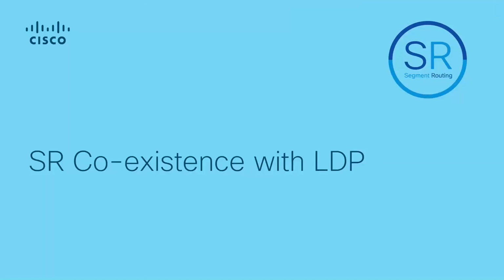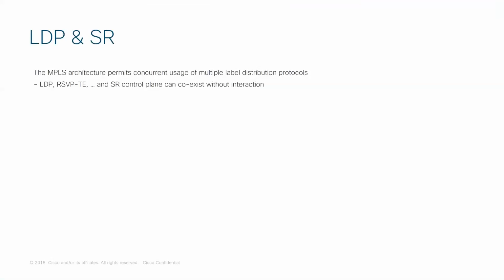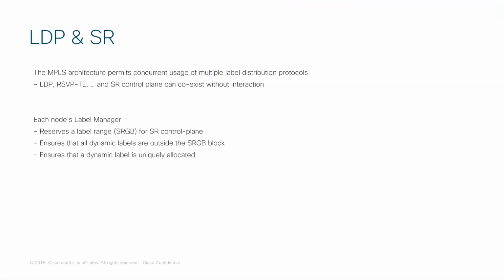SR coexistence with LDP. You can have LDP, RSVP-TE, SR, and RLFA all running at the same time. The reason all of them can run at the same time is because the labels are unique. SR will pick from one range, LDP will get from something else. So all of them can coexist because the labels per protocol are unique. When it gets programmed into the hardware, it's a unique label. So that's what all this is about.